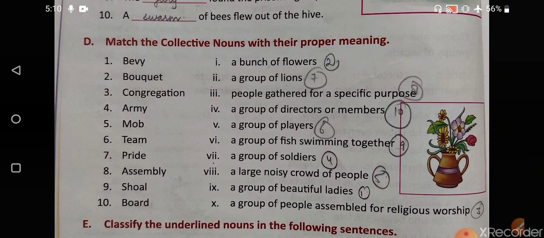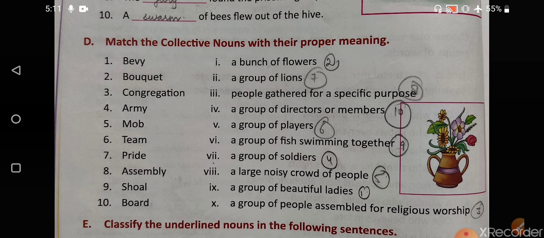Bevy is a group of beautiful ladies. Bouquet is a group of beautiful flowers. Congregation is a group of people assembled for a religious worship. Army is a group of soldiers. Mob is a group of people, a large noisy crowd of people.